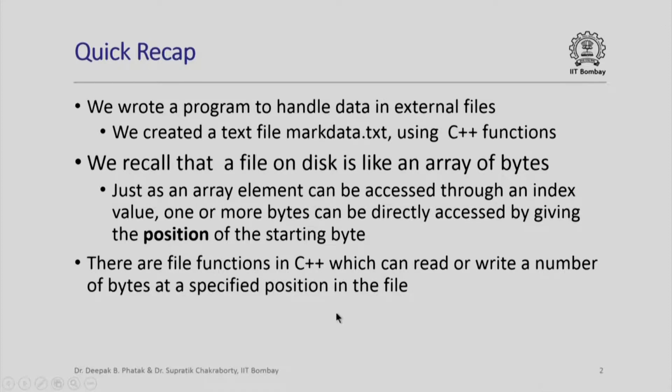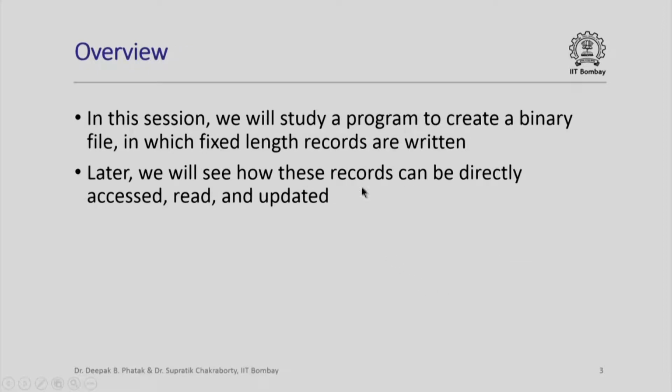We note that a file on disk is like an array of bytes. So, just as an array element can be accessed through an index value, one or more bytes can be directly accessed by giving the position of the starting byte. There are functions in C++ which can read or write a number of bytes at a specified position in the file. In this session, we will study a program to create a binary file in which there are fixed length records. Later, in the next session, we will see how these records can be directly accessed, read and updated.